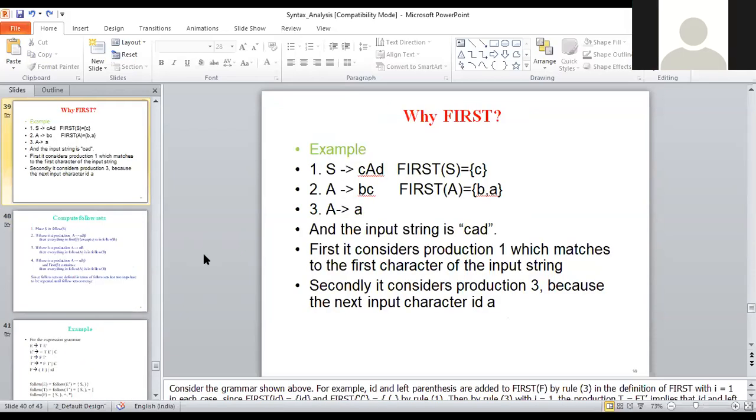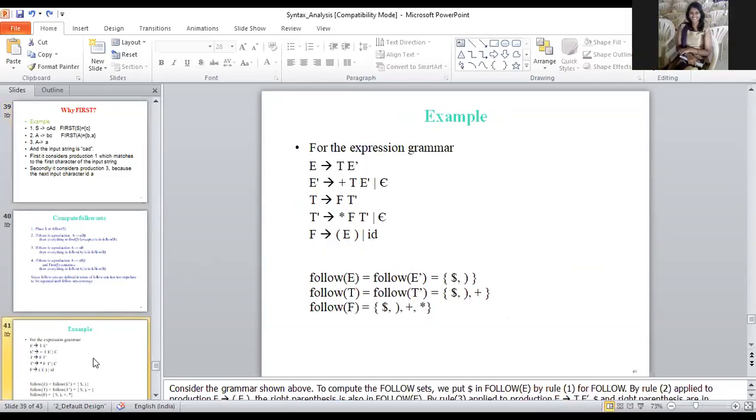Yes, sir. Understood. Now, if you have understood first clearly, then I can move to the follow. Yes, sir. Okay. Fine. Now, should I give one example so that you can solve it and get back to me in 1 minute? Is it okay? We have time. Yes, sir. Fine.